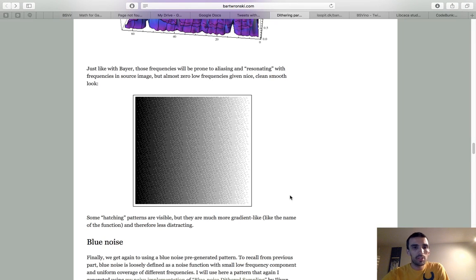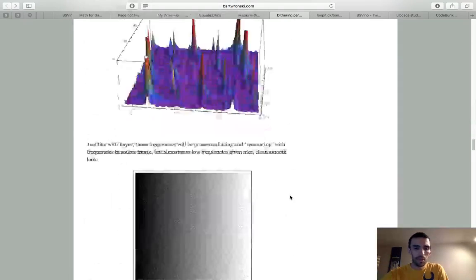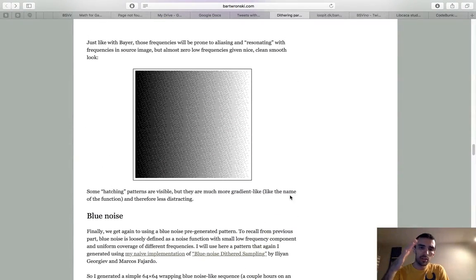Just like with Bayer, these frequencies will be prone to aliasing and resonating with frequencies in the source image. But almost zero low frequencies give a nice, clean, smooth look. Yeah, it does look pretty good. And it's not aligned, like Bayer's aligned. Bayer looks like it's aligned up and down like this. This guy doesn't look so aligned. His alignment for some reason is a little bit off center.